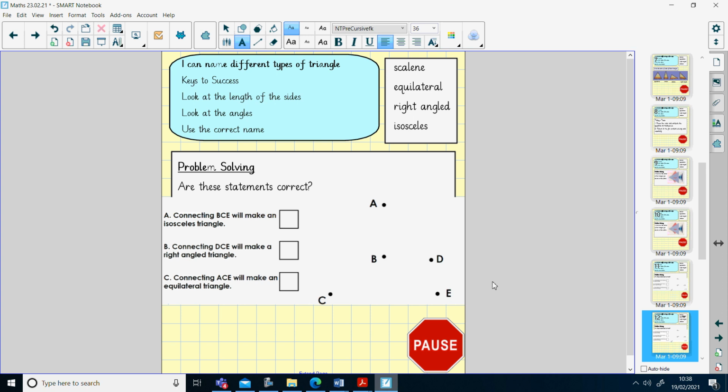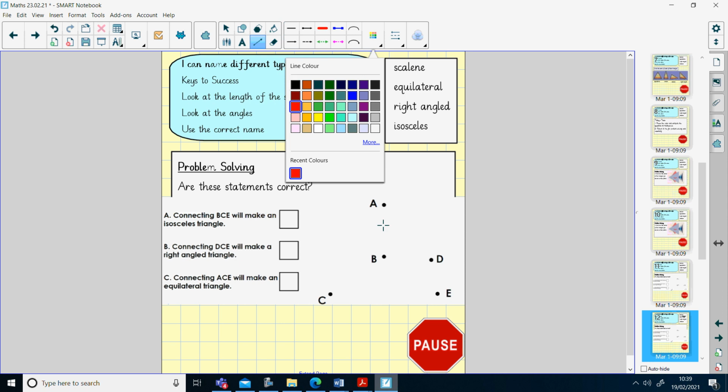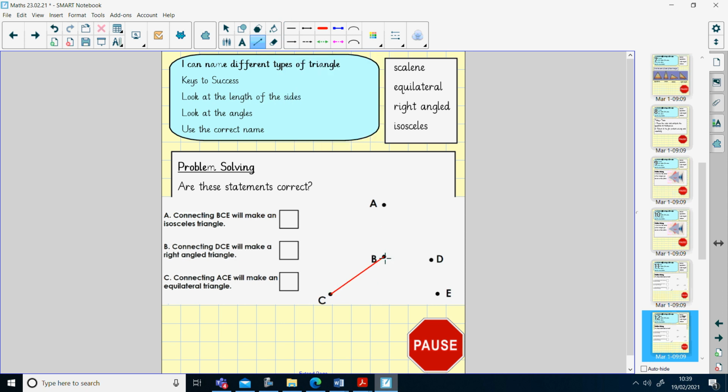Okay, let's have a go and find the answer together. So we've got B, C and E. So I'm going to use my ruler. I'm going to change the colour to red so it's a bit clearer. So we've got C to B, we've then got C and E, and then we've got E to B. Does that look like an isosceles triangle? Remember, an isosceles triangle has two equal sides. Does that look like these two sides here are equal? Yes, I think it does. So I think that that statement is actually true.